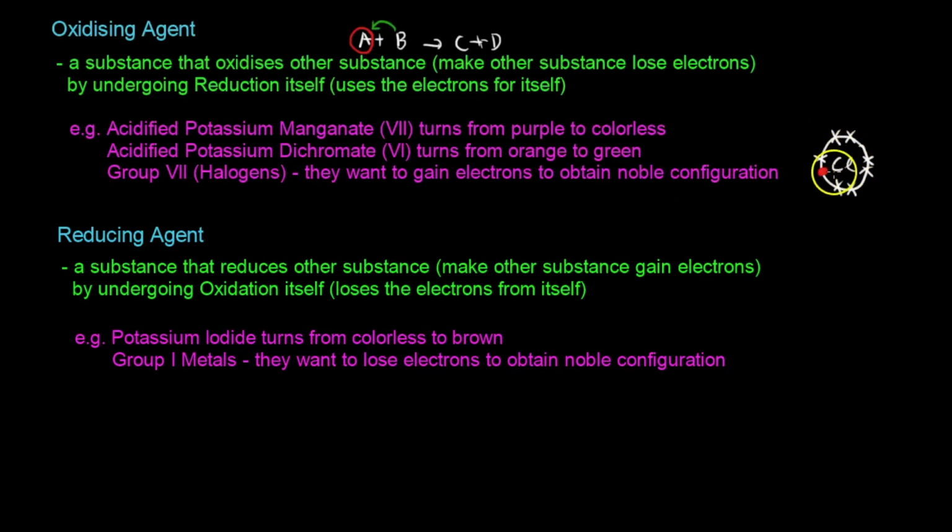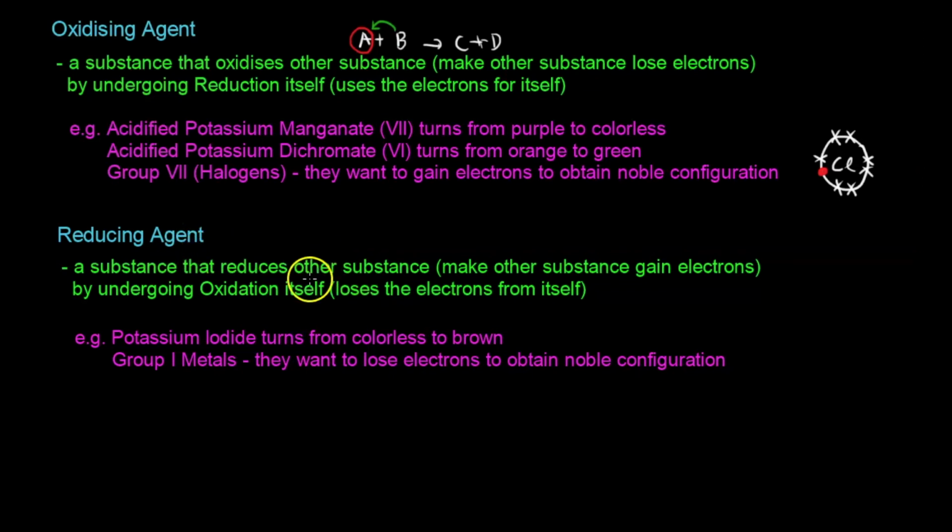So where do we get this electron from? Usually it gets it from whatever it's reacting with. So you can imagine that A is now chlorine. It wants to absorb this one last electron from B, and hence chlorine is an oxidizing agent because it oxidizes B. It does its job by oxidizing other substances. On the other hand, we have the reducing agent.